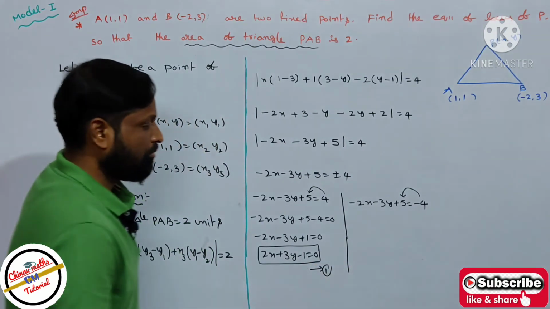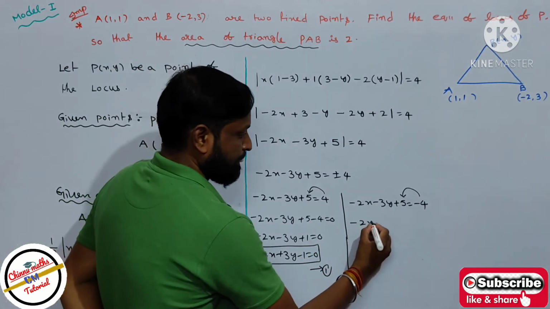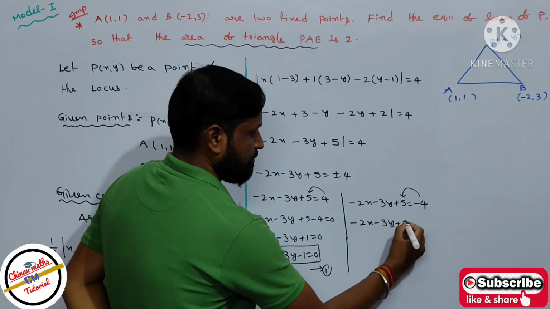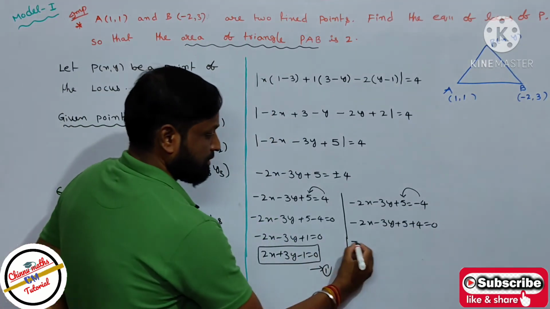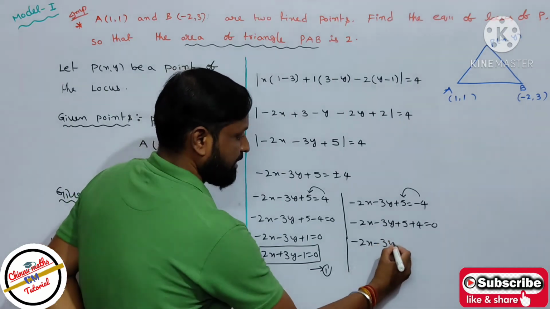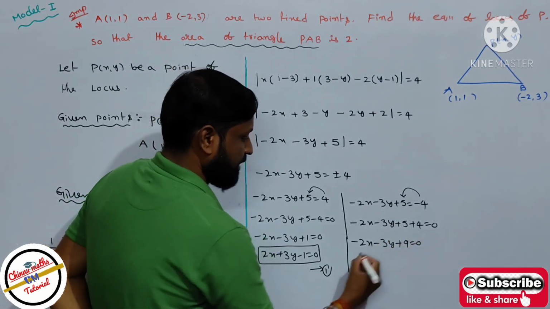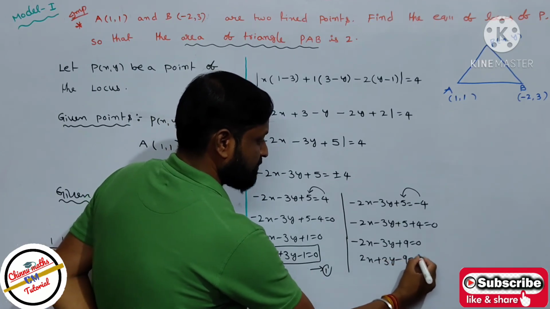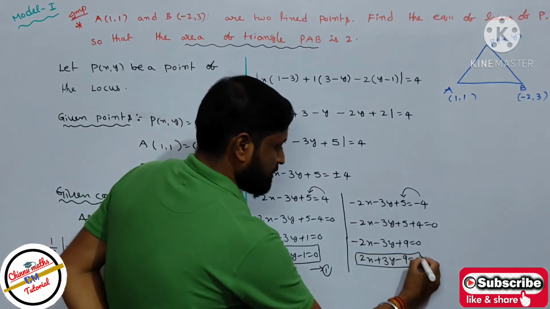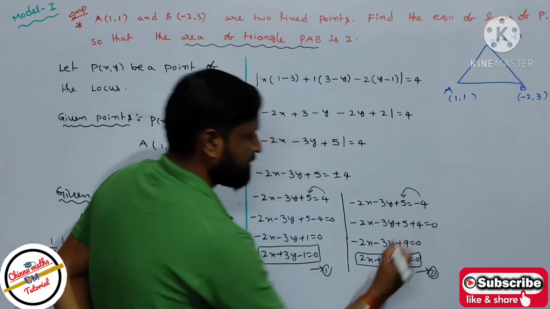Similarly, minus 2x minus 3y plus 5 plus 4 equal to 0. Then minus 2x minus 3y plus 9 equal to 0. Write the minus as the common factor. 2x plus 3y minus 9 equal to 0. That is equation 2. Already we discussed.